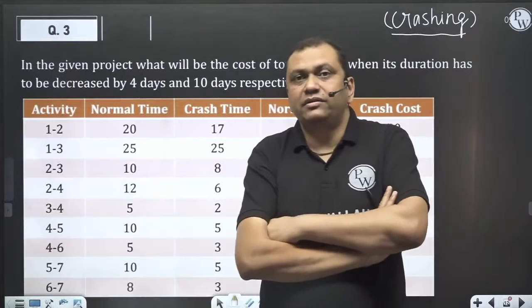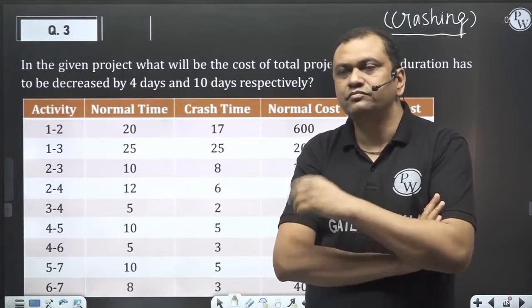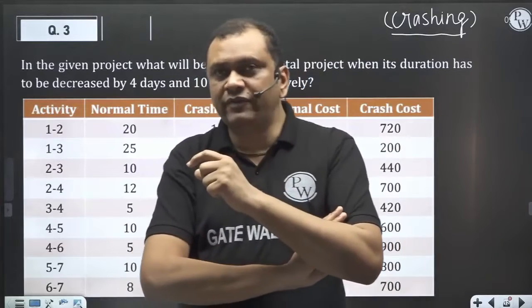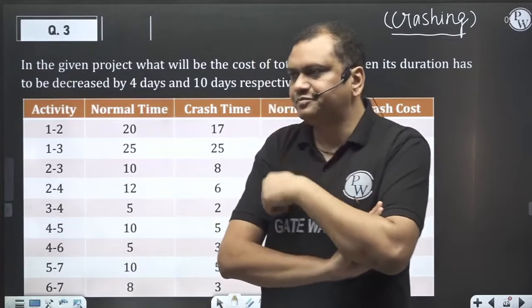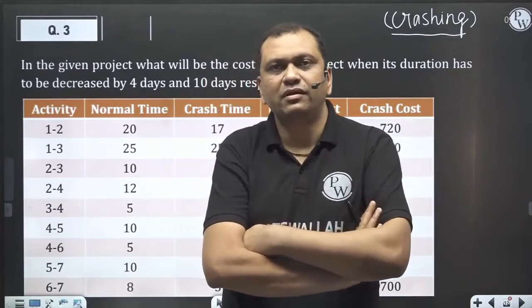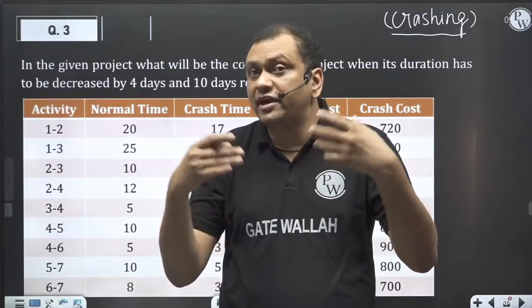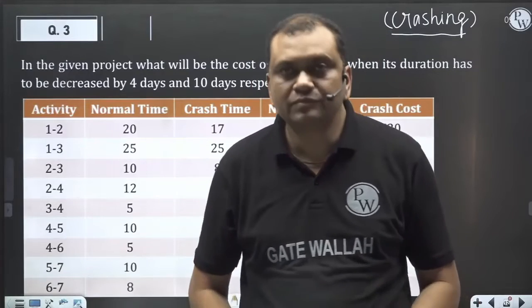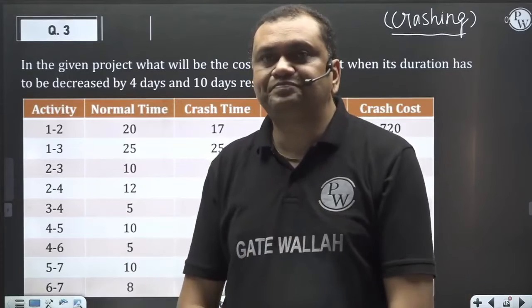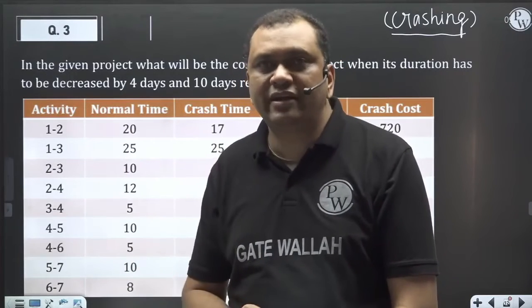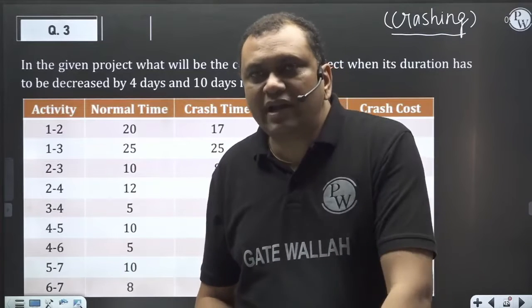Again, it's a very important discussion that we are going to do. What is exactly crashing? Any activity's duration can be decreased by providing additional facility. For example, construction of a building, let us say cementing the whole building. Usually it takes, let us say, 10 days, but I can accelerate it to 5 days by employing additional manpower. This is called crashing.